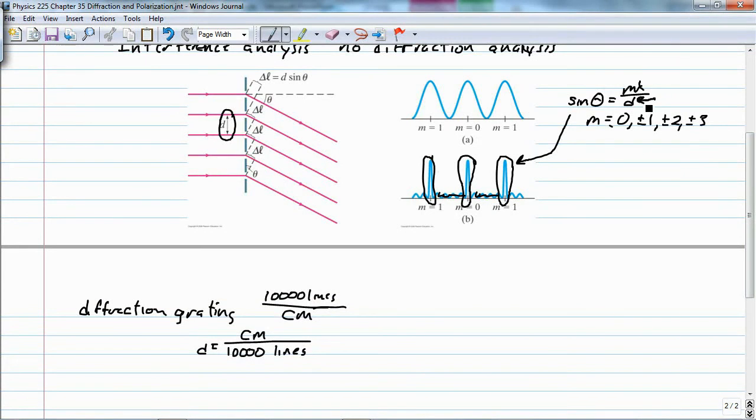So make sure that when you're calculating this distance, you have it in terms of a distance, not in terms of lines. Lines doesn't tell you anything. Lines per centimeter doesn't tell you anything. It's not the correct unit. You have to get it in centimeters per line. That'll be the correct way to use the d in that formula, and you'll get an answer that makes sense.